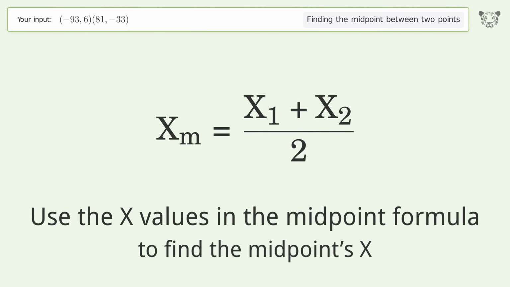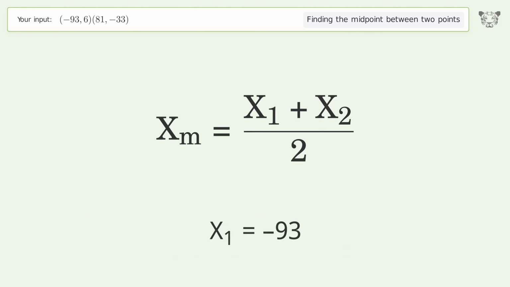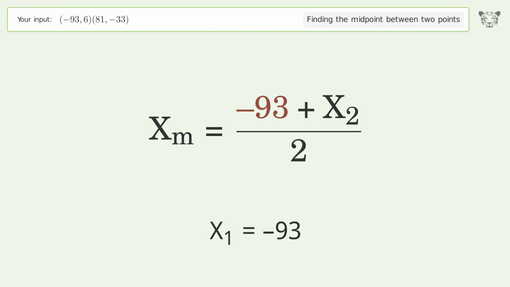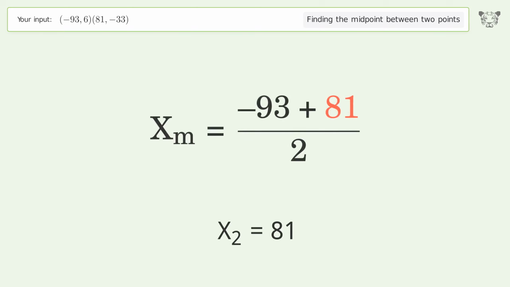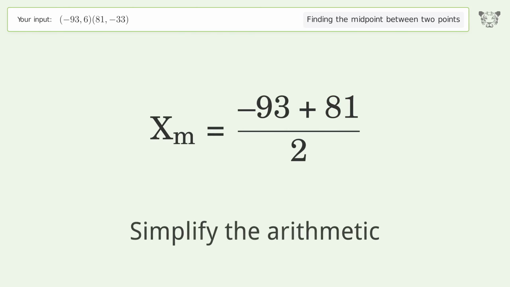Use the x values in the midpoint formula to find the midpoint's x. x1 equals -93. x2 equals 81. Simplify the arithmetic.